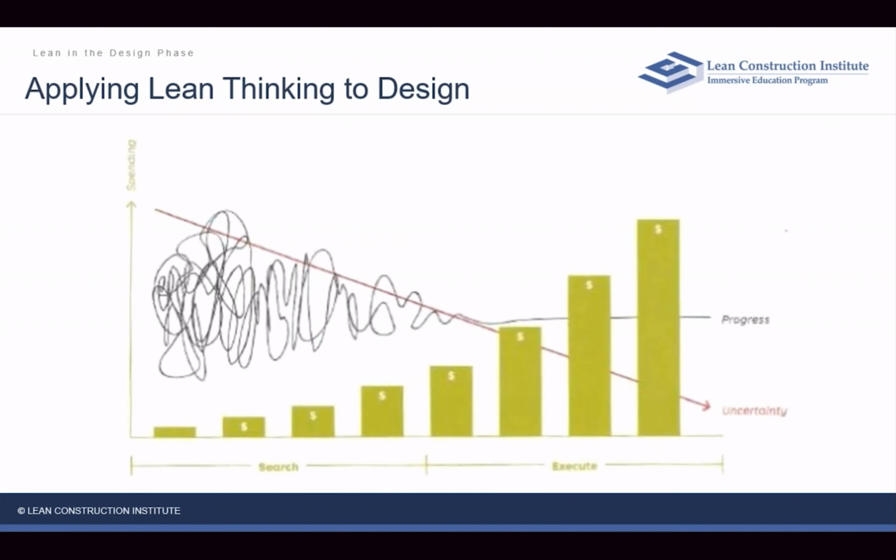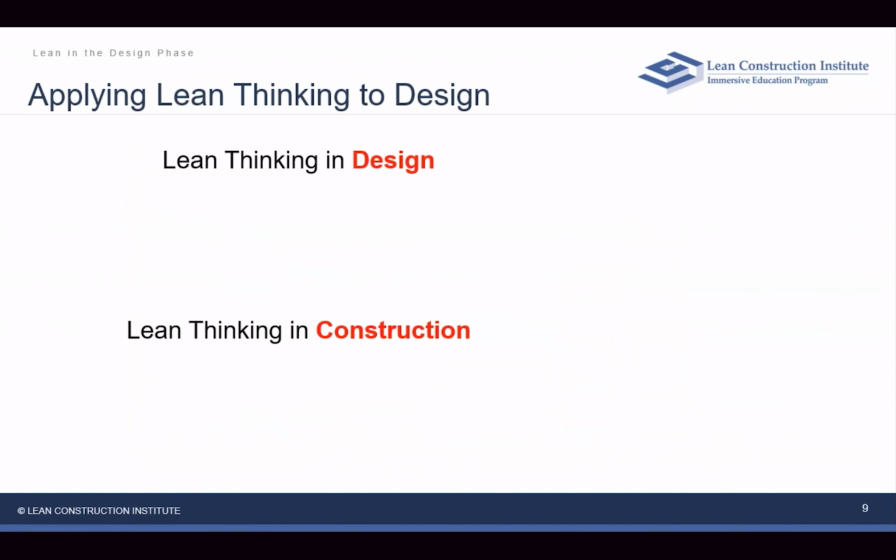So, applying lean thinking to design. What I've got here is from an architect I spoke with once. We sat down and talked, and he's like, Terry, this is what design is really like. And he scribbles all over a paper, and it kind of works its way towards a more linear process. So if you see, the black line is representing progress, and the red line is representing uncertainty as we move through a project towards project completion. The key here is applying lean thinking to design.